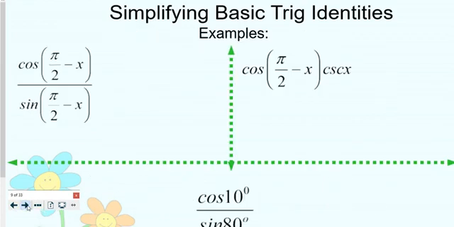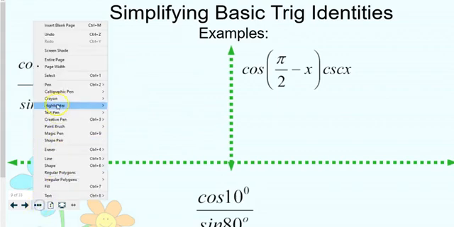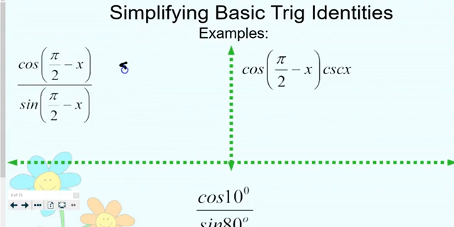Okay, so let's simplify a few things here. Now for this one, we have the cosine of pi over 2 minus x over the sine of pi over 2 minus x. And we could do this in a couple of different ways. But if we have the cosine of pi over 2 minus x, that is equal to the sine of x. And the sine of pi over 2 minus x is equal to the cosine of x. And the sine over the cosine is equal to the tangent of x.